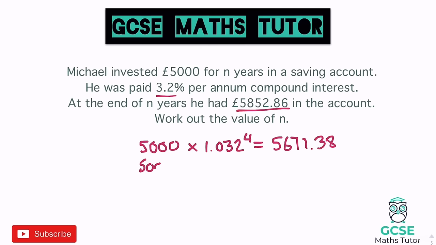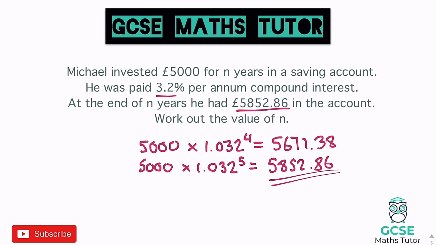Let's do 5,000 times 1.032 and let's go with the power of 5 this time. So you're back into your calculator, change it for a 5. Okay, there we go, we get £5,852.86 to the nearest penny. There we go, and that matches. So our final answer there would be 5 years.